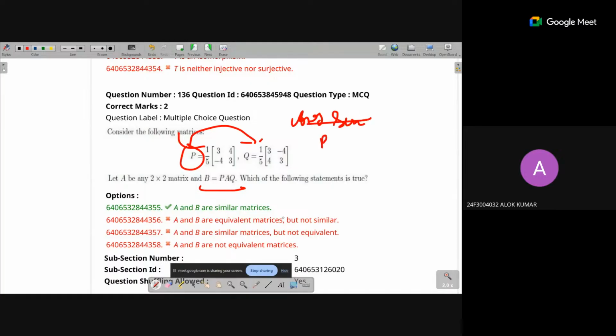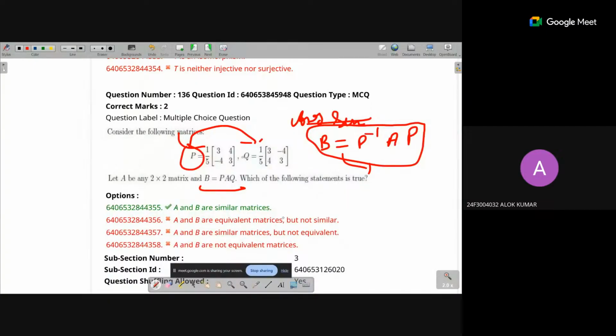Why? Suppose B is equal to P inverse AP. If this condition is satisfied, it means B and A are similar matrices. So this is the condition for similarity. Then we can also say that B and A are equivalent. It means all similar matrices are equivalent matrices, but the reverse is not true.